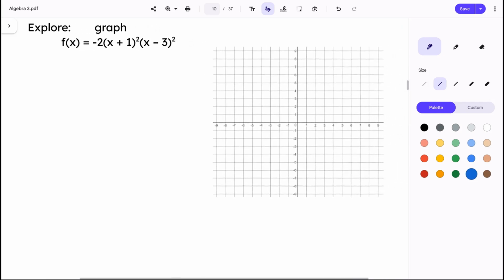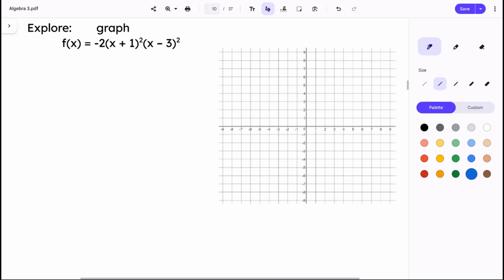Last one here. Same thing. Let's start out with end behavior. What do you guys think here?